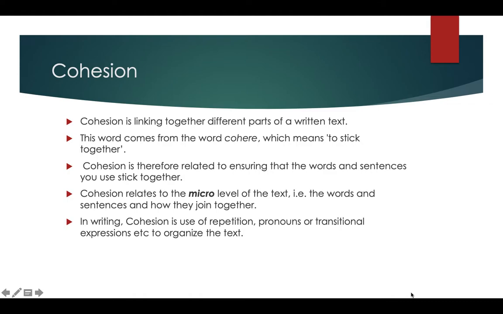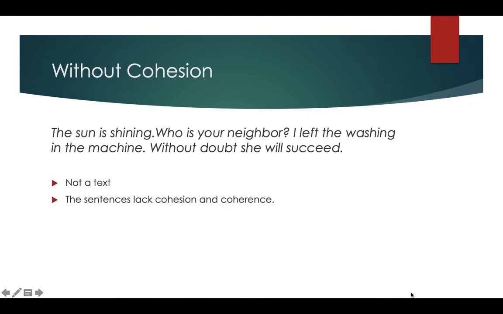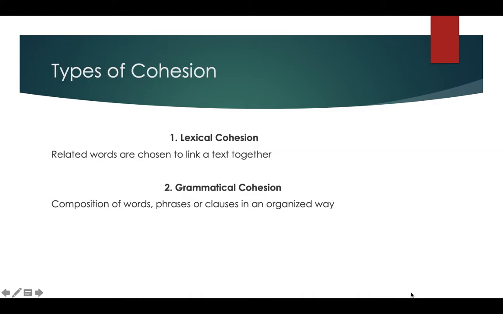to organize the text. Think about if there is no cohesion in a text. Read this example: the sun is shining, who is your neighbor? I'll lift the washing in the machine, without doubt she will succeed. So all the sentences, all the ideas are jumbled up in the passage. We cannot call this a text, and the sentences lack cohesion and coherence.